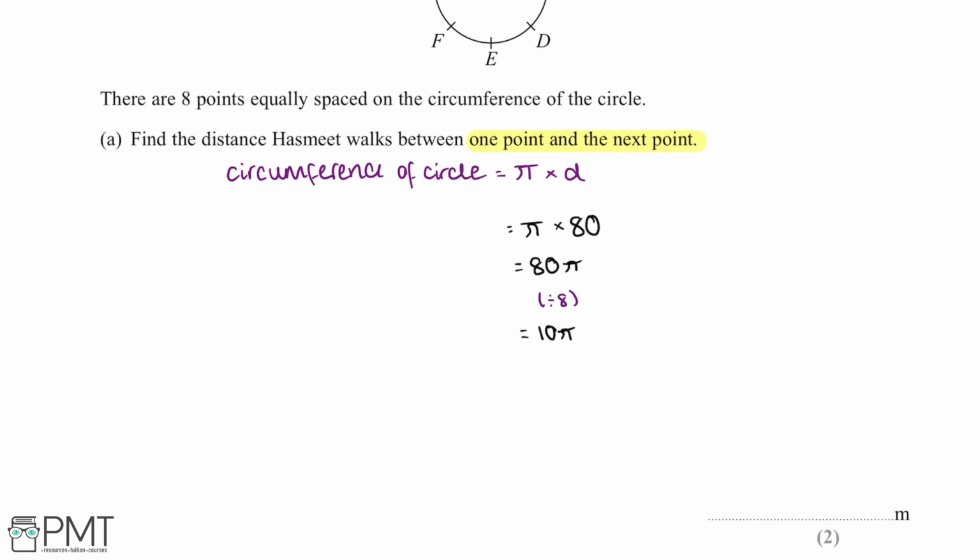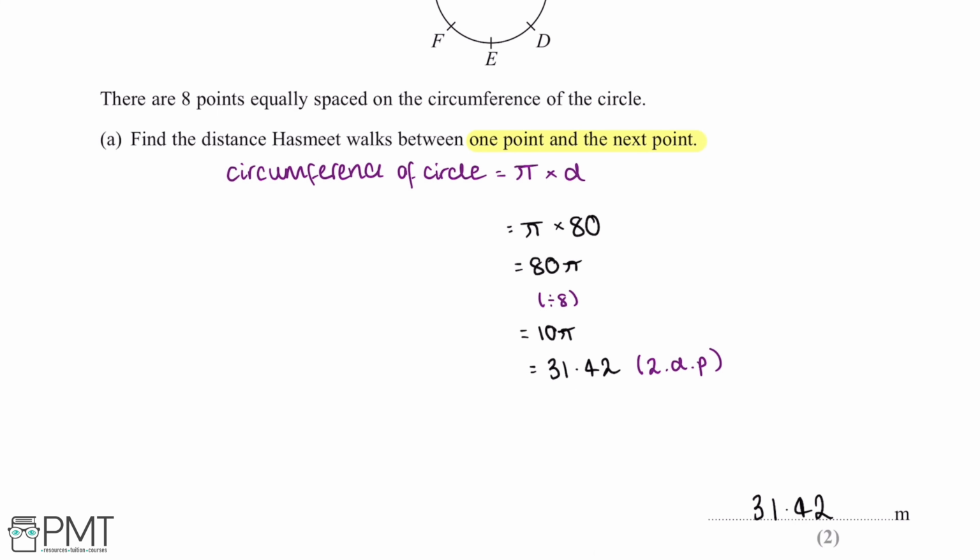Now we can leave our answer as 10 pi, or we can rewrite it as a decimal by pressing the change button on our calculator. And this will give us an answer of 31.42 to 2 decimal places. And this will be our final answer.